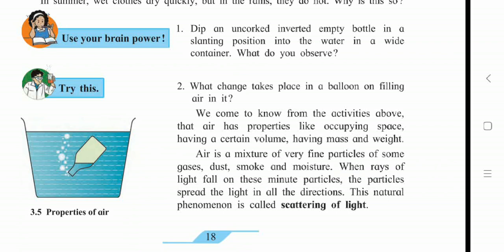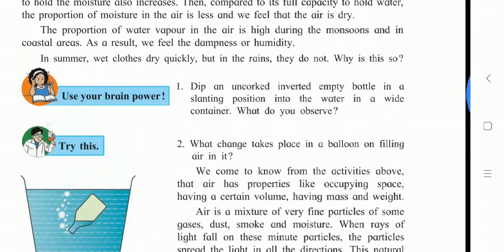So this natural phenomenon is called scattering of light. If possible, please observe this one time. This bottle experiment on properties of air shows that when the bottle goes slanting in a bucket, the water bubbles come up when the bottle is getting filled with water. This is also a phenomenon of scattering of light.